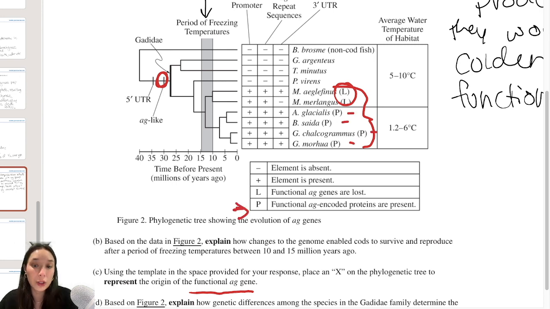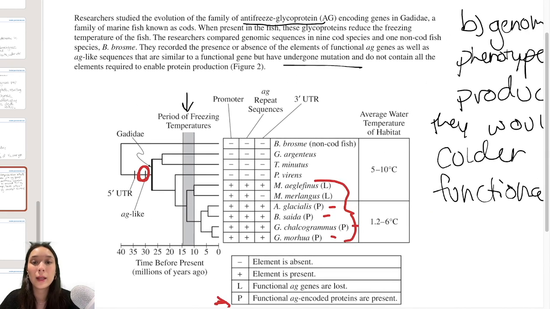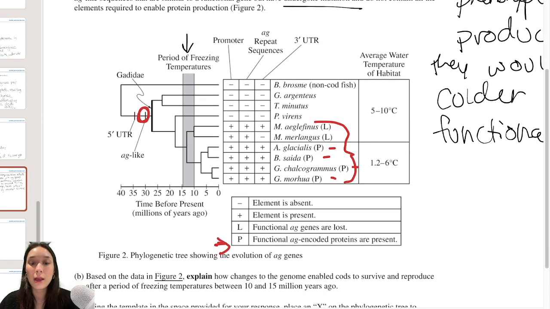They have this P here, which means that they're functional. However, it's asking for the origin of the initial functional gene. And what they had mentioned in the question happened to these ones that have the L beside them is that AG-like sequences that are similar to a functional gene but have undergone mutation and do not contain all the elements required. So I believe these ones that have the L had functional genes, but they had lost them due to mutation. Okay, so you would still be able to include them in, having the functional gene, but they evolved after the emergence of that gene and they had a mutation that made it non-functional.